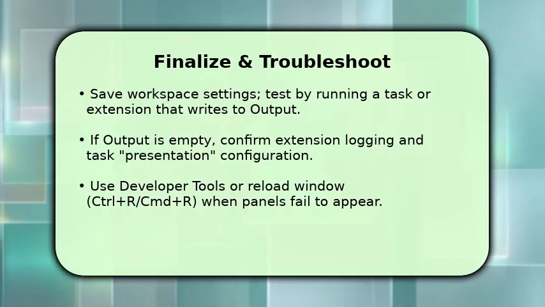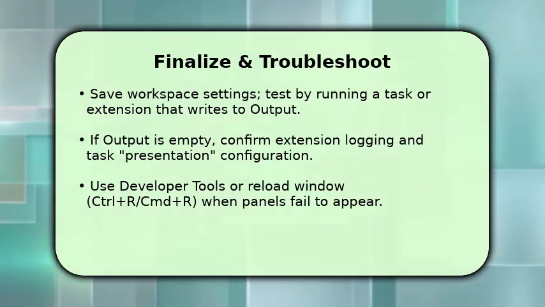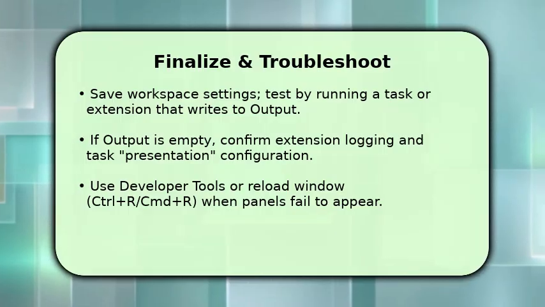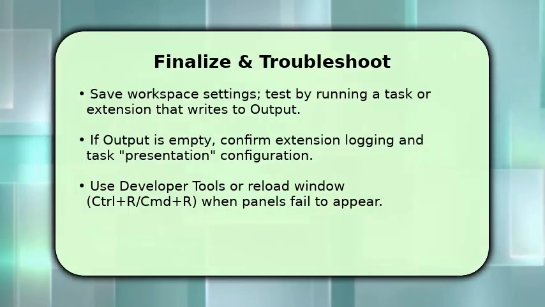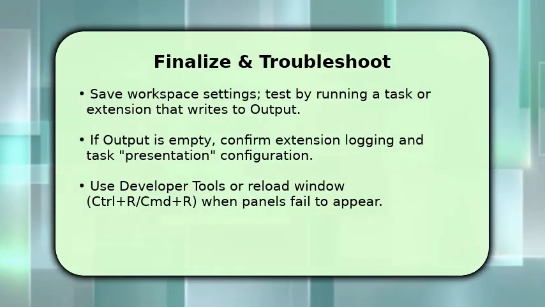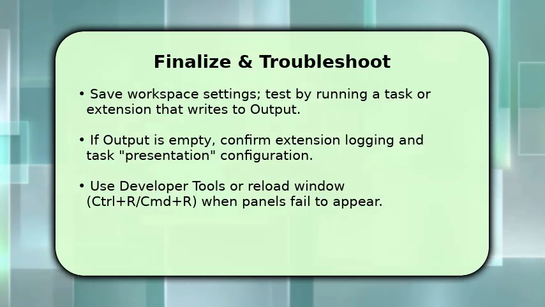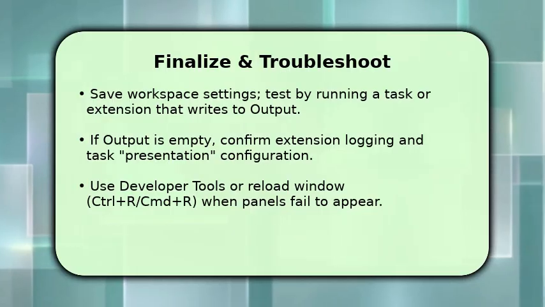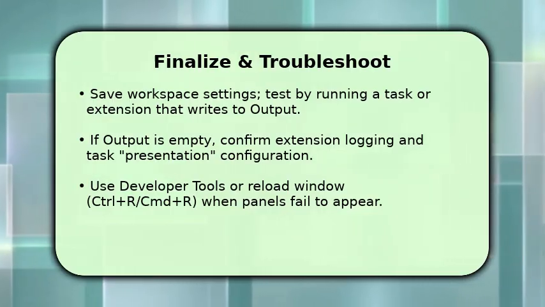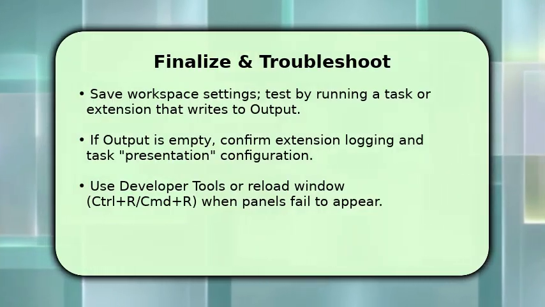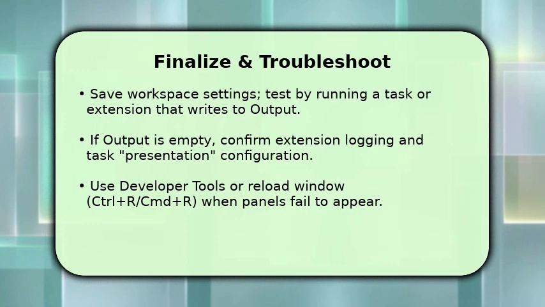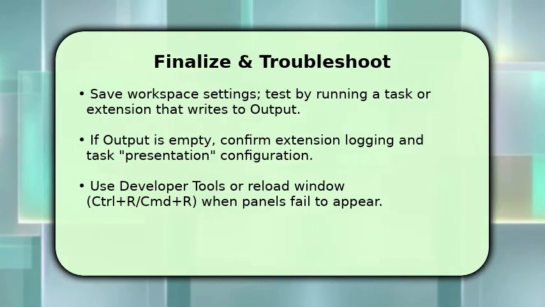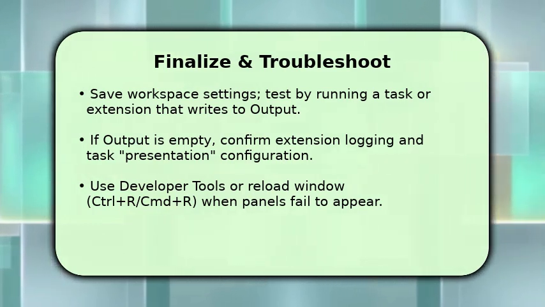If you do not see messages, make sure the extension actually logs to the output channel and that tasks.json uses the correct presentation options. Once done, reload the window to clear transient issues. If problems persist, open Help, Toggle Developer Tools to check console errors. That often reveals missing activation or permission issues. And make sure you repeat the reveal setting if you change tasks or install new extensions.